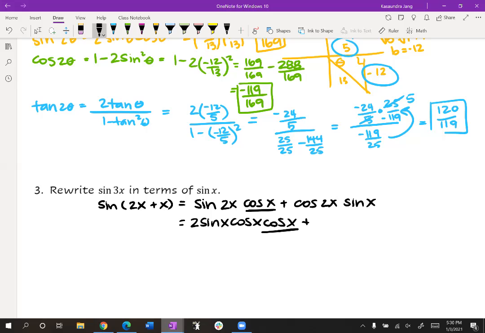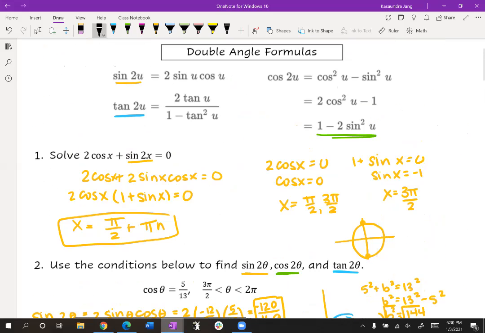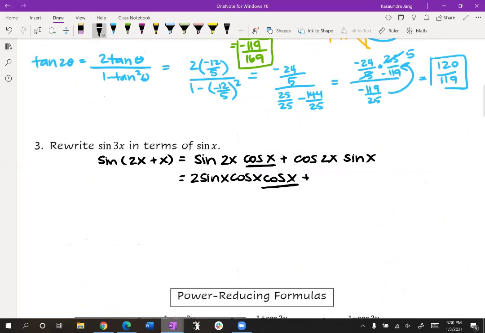Now my cosine of 2x, you have 3 different options that you can use here. We used this green one last time. Honestly, they're all equal to each other, so it doesn't really matter. Maybe I'll do the cosine squared minus sine squared, sure. Now keep in mind, this entire cosine of 2x, that whole thing is multiplied by sine of x. So I need to put parentheses around it. That whole thing is multiplied by this sine of x.